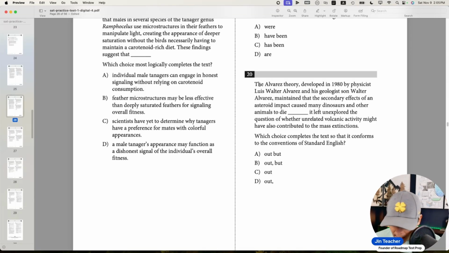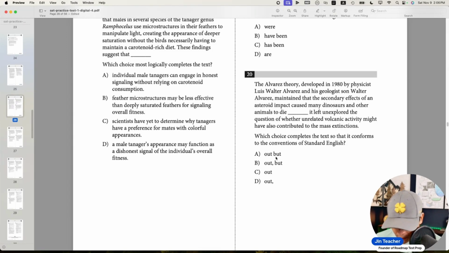So it says, the Alvarez theory, that looks like my subject. I'll just think out loud. Developed in 1980 by physicist this person and his geologist son, Walter Alvarez, maintained, that's my verb. Right? The Alvarez theory maintained that the secondary effects of an asteroid impact caused many dinosaurs and other animals to die out. That's going to be where my complete sentence ends. So that's my first independent clause.